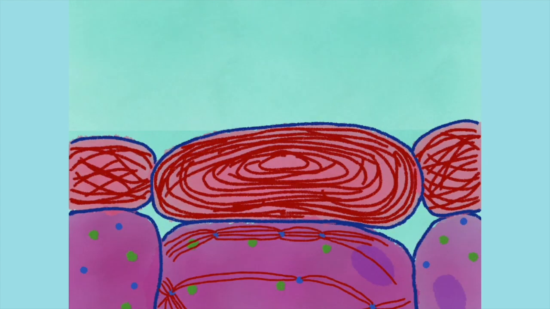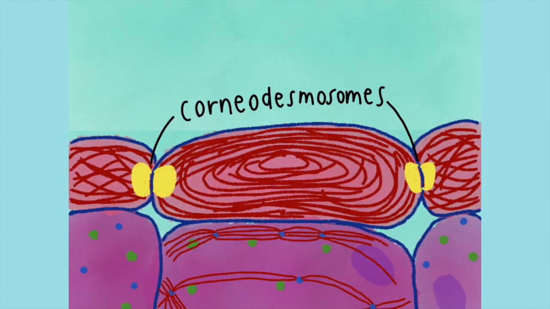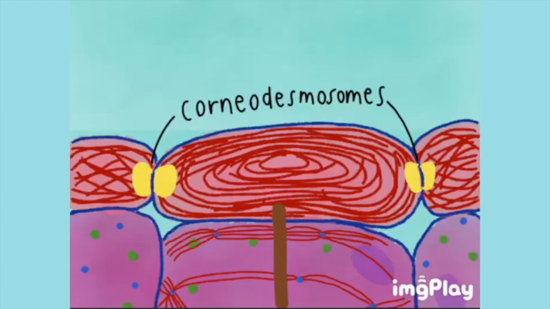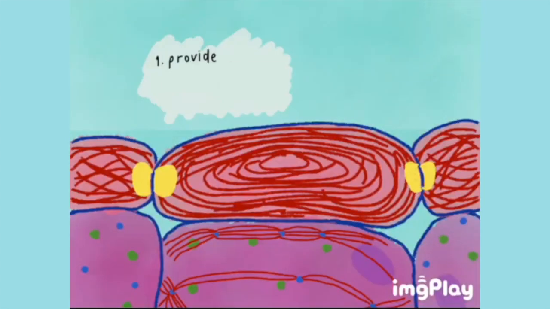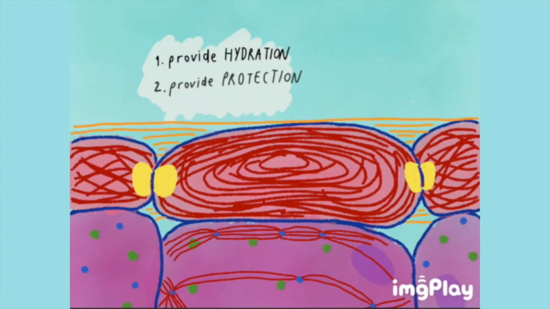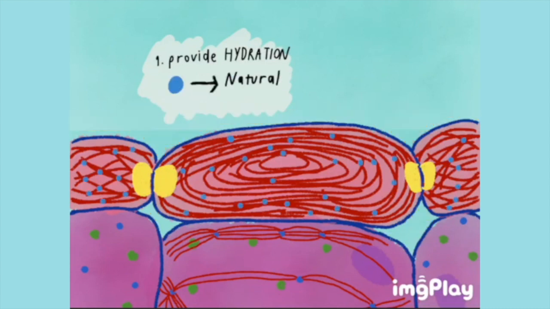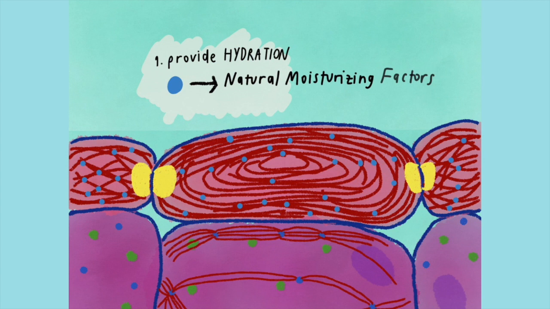In this layer, corneocytes will be connected by corneodesmosomes. Tip: a corneodesmosome is a cell junction, similar to the desmosome, that connects corneocytes together. It has the main function of providing hydration and protection to the skin. Two main processes promote this function. First, the degradation of filaggrin. Filaggrin will be broken down into moisturizing factors and UV blockers such as urocanic acid and histidine.